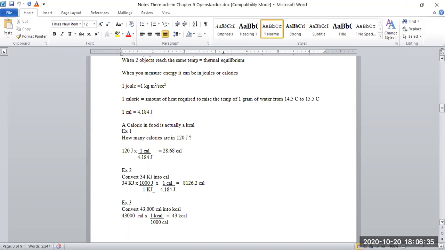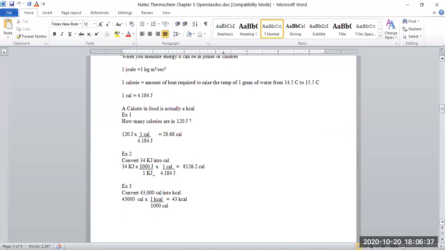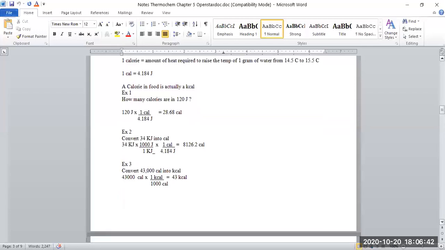What if you needed to do it in 2 steps? What if you had 34 kilojoules? So kJ, kilojoules. I did this one in 2 steps. I converted it from kilojoules to joules alone by multiplying by 1,000. And then I did my division by 4.184. This one gives you quite a few calories, 8,126.2.